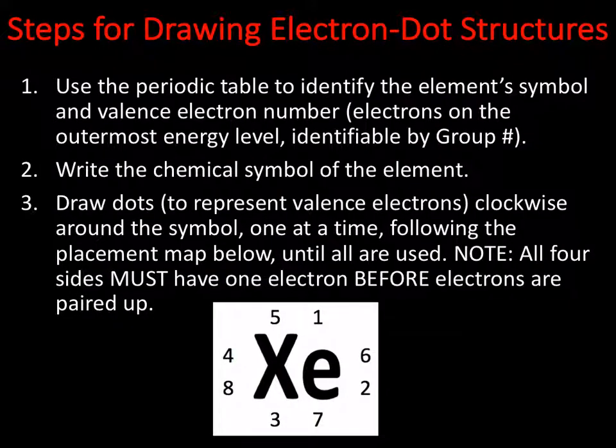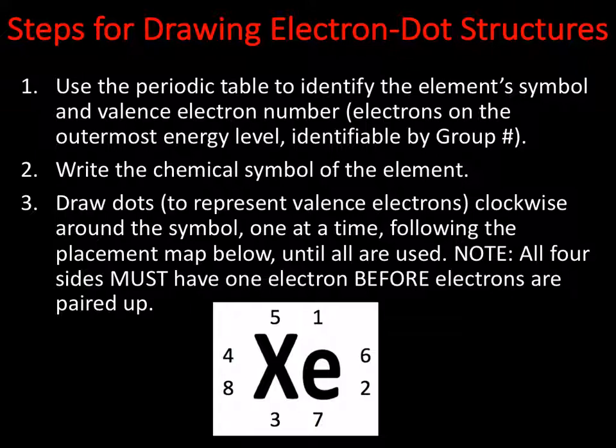Another way to represent electrons in atoms is by using electron-dot structures. Now, electron-dot structures only use the valence electron number. These are the electrons involved in bonding. And since these are the only electrons that determine chemical properties and behavior, these are the only electrons involved in bonding. So we are going to use the periodic table again to identify the symbol for the element and the valence electron number. Remember, these are the electrons in the outermost energy level, like mentioned, and they're identifiable by the group number.